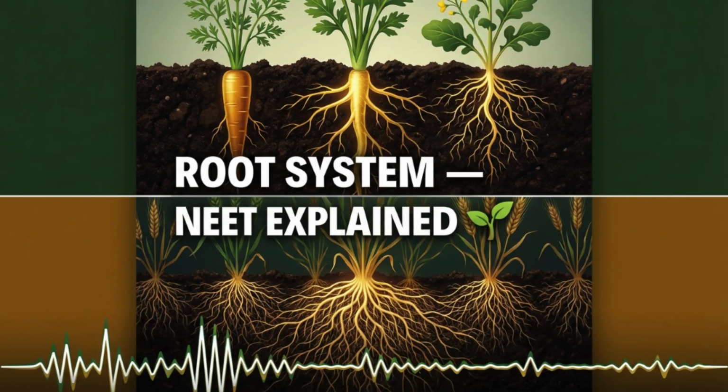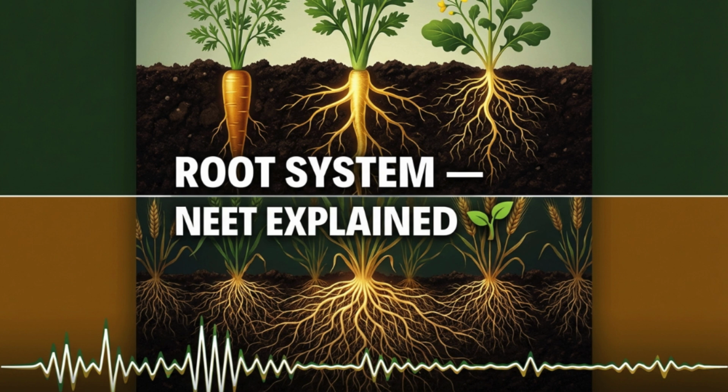Let's go underground. The root system. There are 2 primary types. First, the taproot system, found in dicots. Think mustard, carrot, mango. One thick primary root goes deep into the soil, with secondary and tertiary roots branching off it. Second, the fibrous root system, found in monocots. Think wheat, grass, rice. The primary root dies off early, and you get a mass of similar-looking roots, no single dominant one.